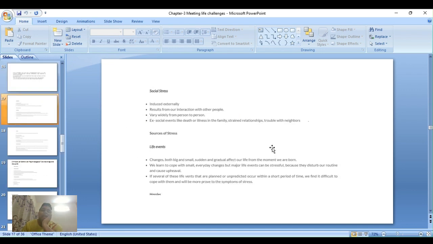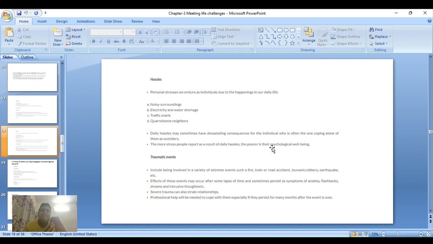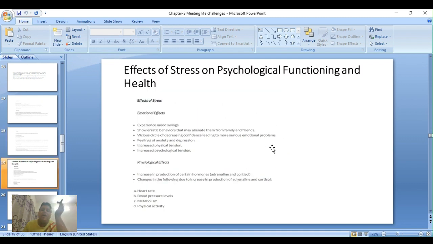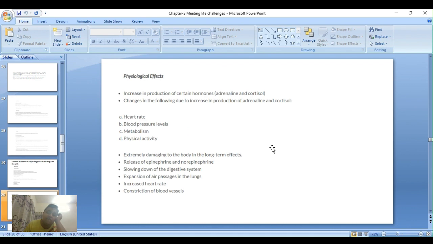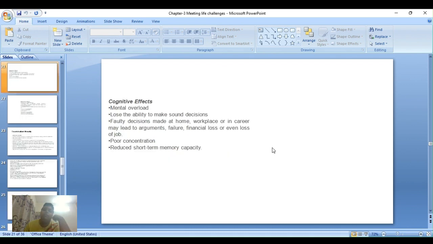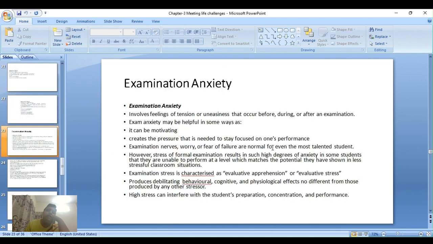The sources of stress we also studied: life events, hassles, traumatic events. And now we studied the effects of stress: emotional effects, behavioral effects, physiological effects, psychological effects, and cognitive effects. In the last class, we studied examination anxiety, that there are two types: evaluative apprehension and evaluative stress.